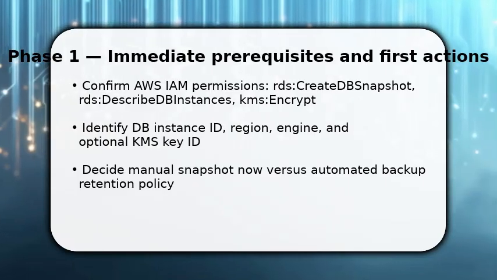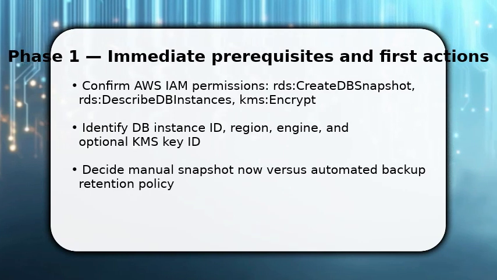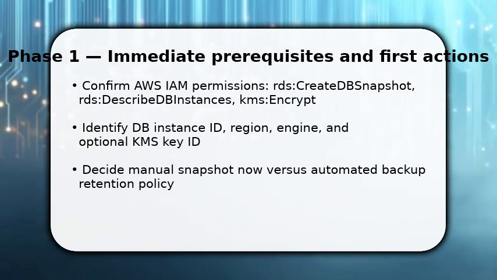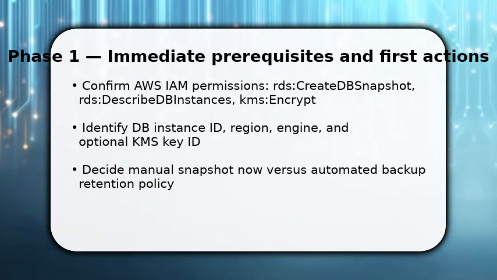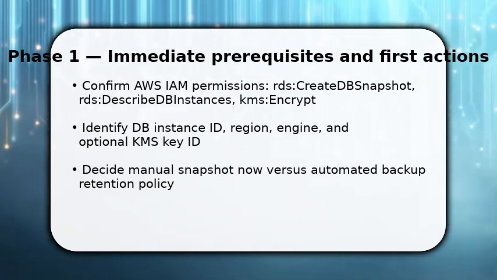You have permissions and target info ready. Now create the snapshot. In the console, select RDS, choose the DB instance, and click Take Snapshot. Give a clear name that includes date and environment.